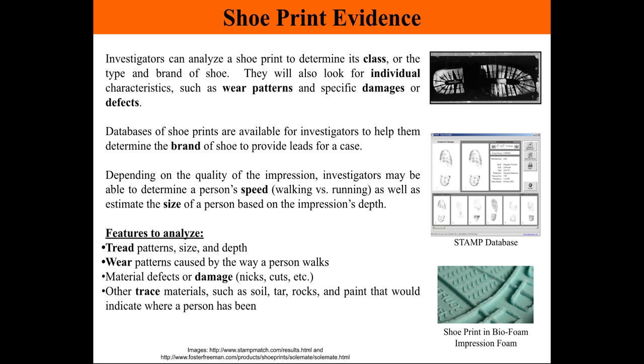So we're going to focus on shoe print evidence. And the reason we're going to focus on that is because we're going to apply it to the Anna Dalton case. So you can determine the class, or what type of shoe it is, from its impression. You can sometimes determine what type or brand of shoe, and you'll get individual characteristics from shoe prints, such as wear patterns, like my shoes are more worn on the outside than the inside, and then specific damages or defects that might be on the shoe, and have an individual characteristic you can link to the shoe that left the print.